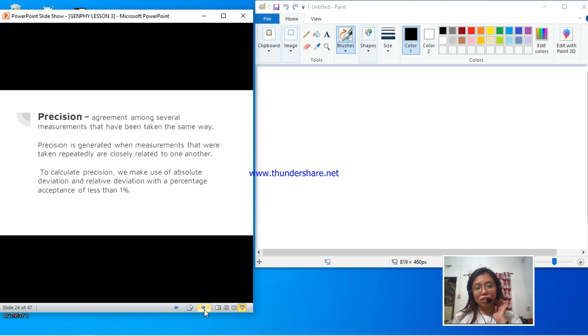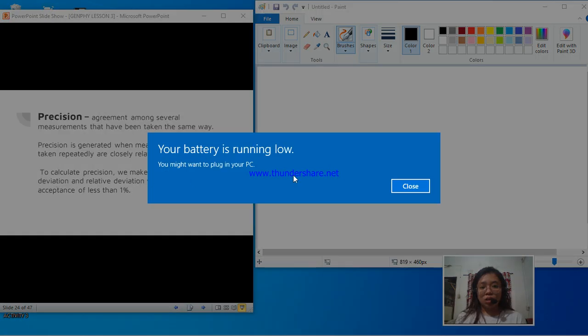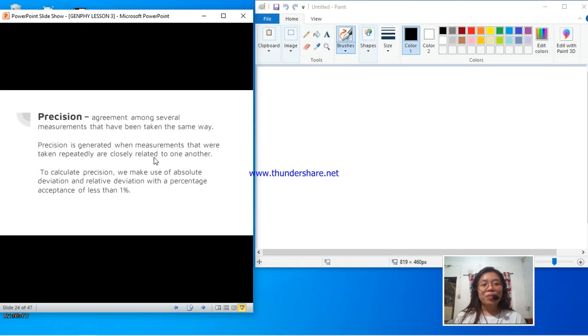Okay, so precision. Precision is the agreement among several measurements that have been taken the same way. Between the measurements you got, precision is generated when measurements that were taken repeatedly are closely related to one another. To calculate precision, we make use of absolute deviation and relative deviation, with the percentage acceptance less than 1%. There are two under this: absolute deviation and relative deviation.